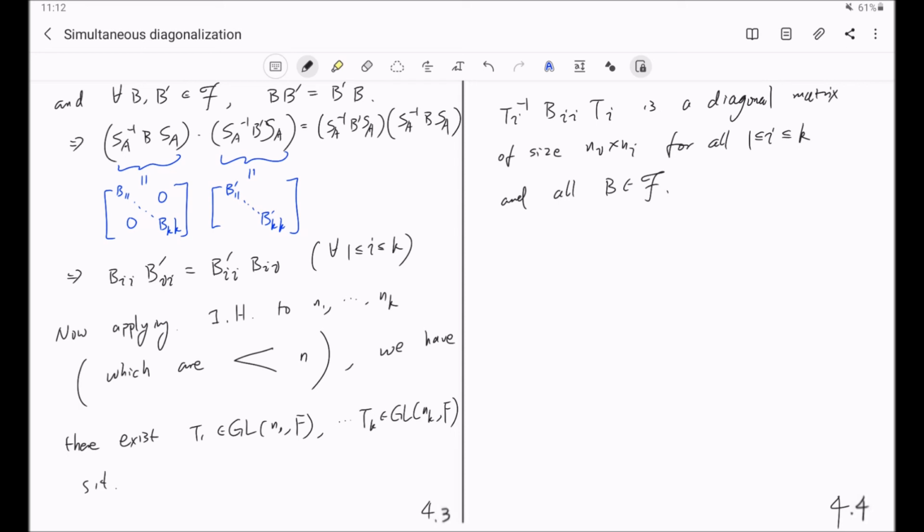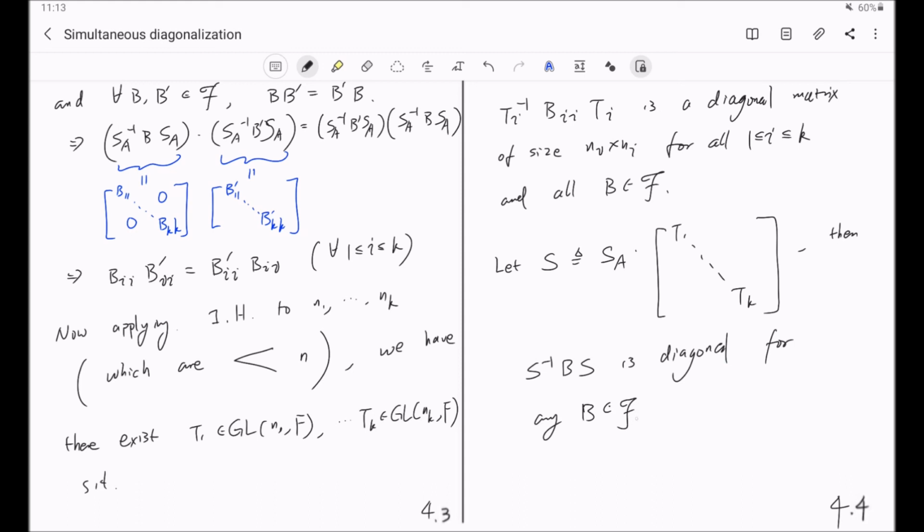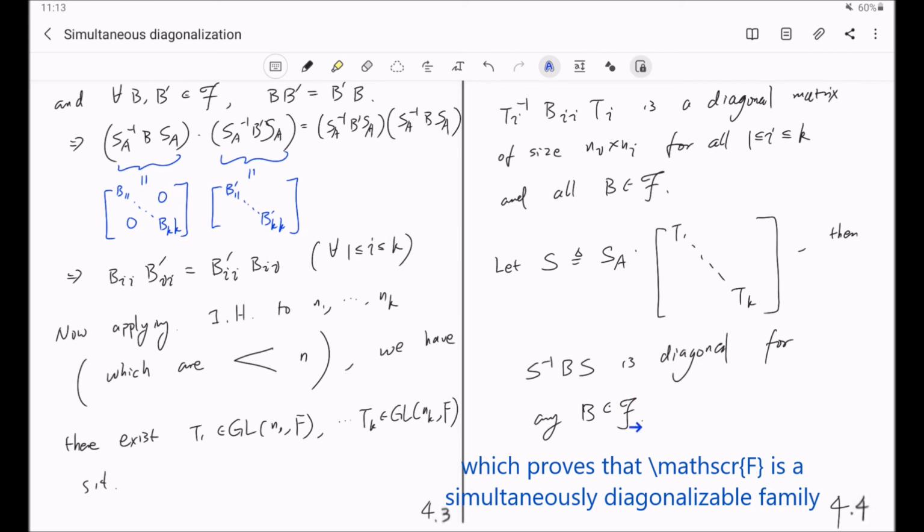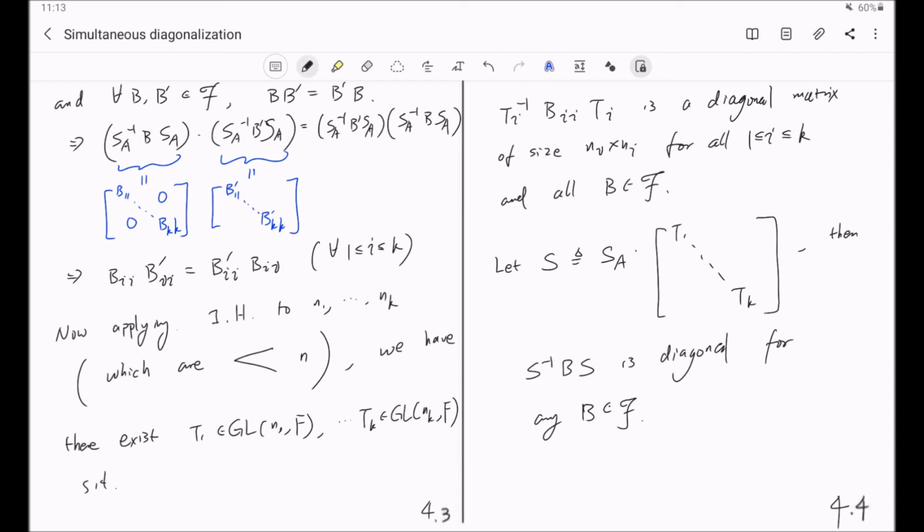And now we can finish the proof. Now let S be S_A times this block diagonal matrix T1 through Tk. Then we have S inverse BS is diagonal for any B in F, which proves that F is a simultaneously diagonalizable family. And this finishes the proof.